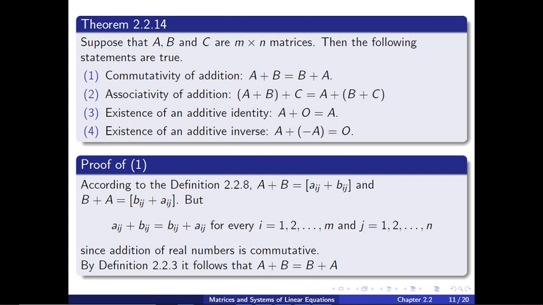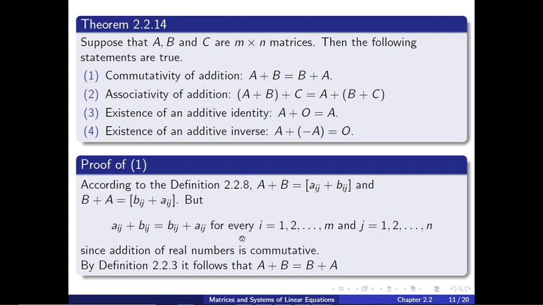So according to the definition of addition of matrices, A plus B will be equal to the matrix Aij plus Bij, because we'll be adding the corresponding entries of A and B, right? And same applies with B plus A, it will be the same. But remember that these entries Aij and Bij are real numbers, so we know that if we add Aij plus Bij, it is the same as Bij plus Aij, because these are real numbers, right?